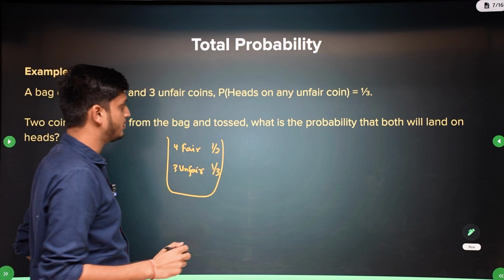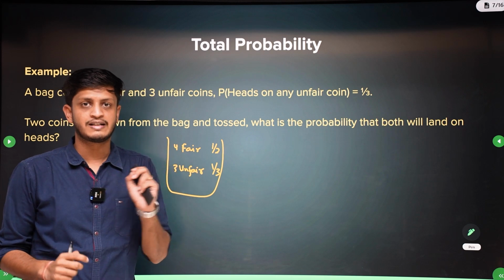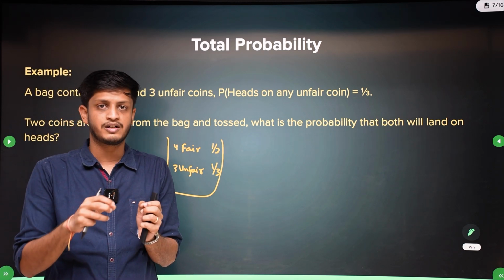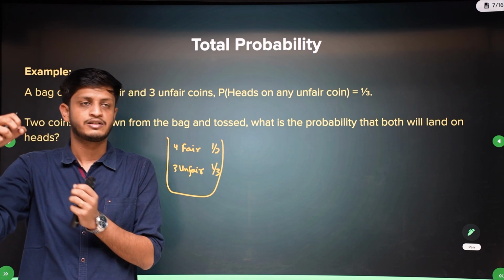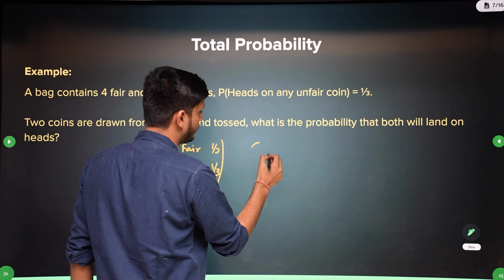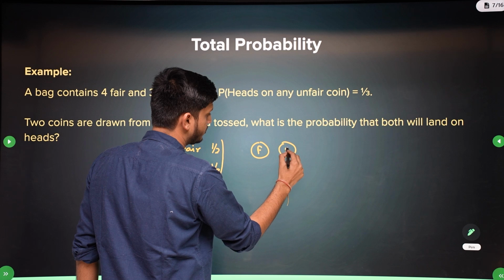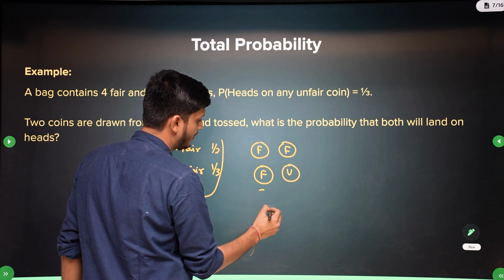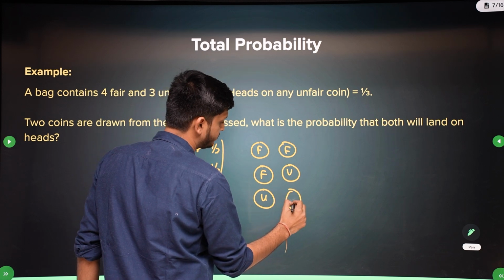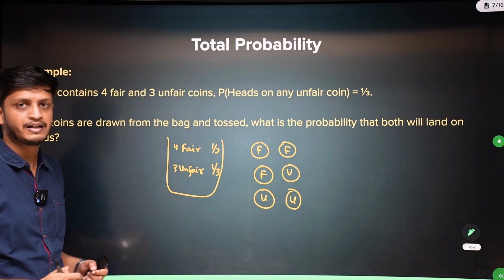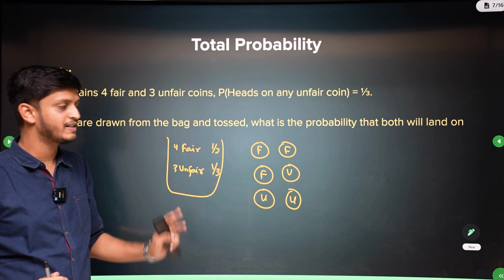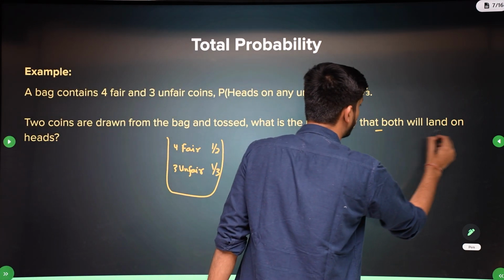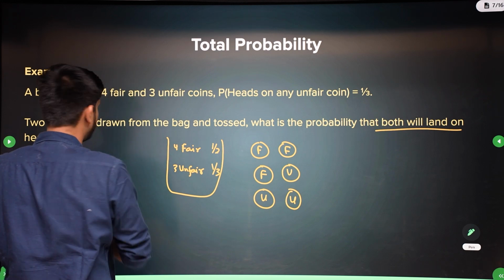Now 2 coins are taken out from the bag and tossed. Nothing else is given, so you're taking the first and second coin together, and they are not uniform. Both of them can be fair, one can be fair and one unfair, or both can be unfair. So either one of these 3 cases can happen. Now what is the probability that both the coins will land on heads? That's what I need to calculate.